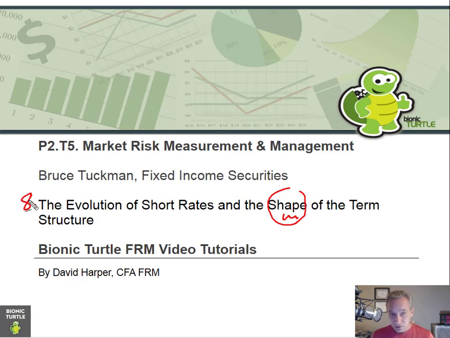This is the third chapter in a sequence of 5 that are assigned to topic 5 from Bruce Tuckman. You probably know that by now. So we've already looked at chapters 6 and 7. We're at 8, and I will say that 8 depends on chapter 7. Chapter 7 was the science of term structure and introduced that term structure idea.